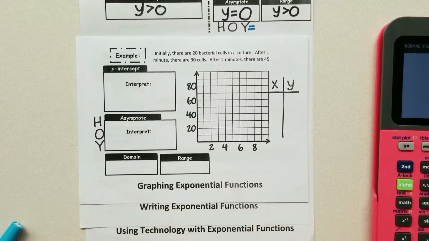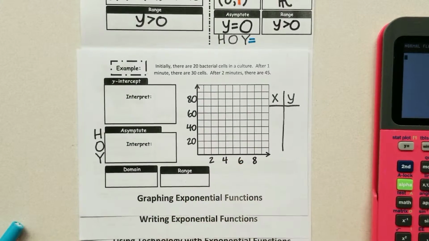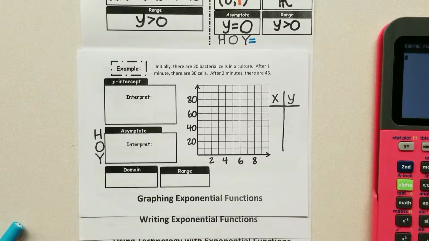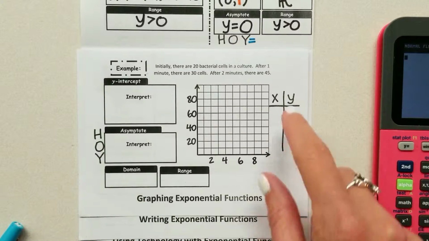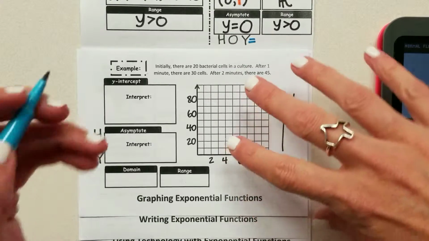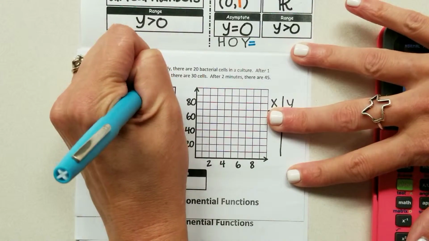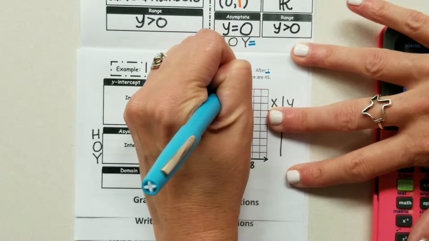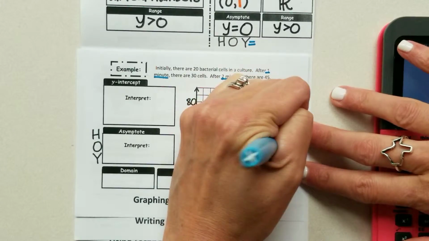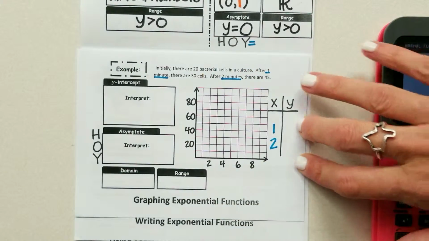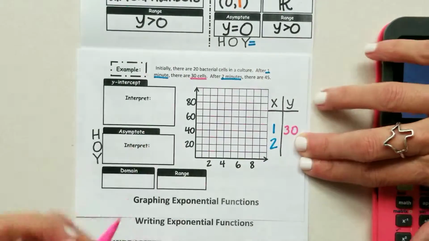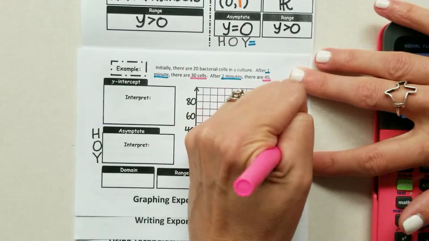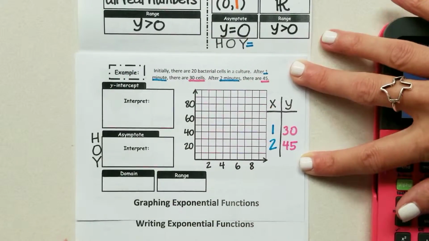Okay, looking at our first example, initially there are 20 bacteria cells in a culture. After 1 minute, there are 30 cells. After 2 minutes, there are 45. So what I'm going to do is actually make a table. And remember, time are x values. So I've got 1 minute and 2 minutes, so I know that 1 and 2 are going to go in my table. And then the y values that match up with that, I've got 30 cells. So 30 is going to match up with the 1, and the 45 is going to match up with the 2 minutes.